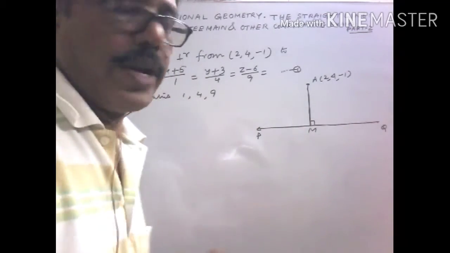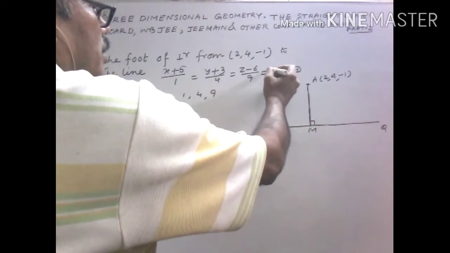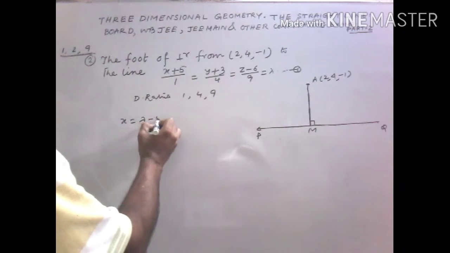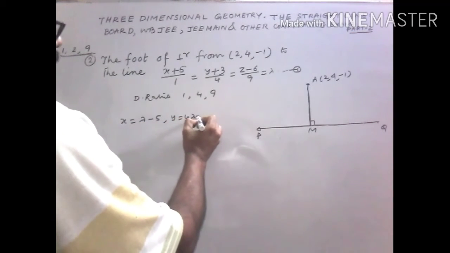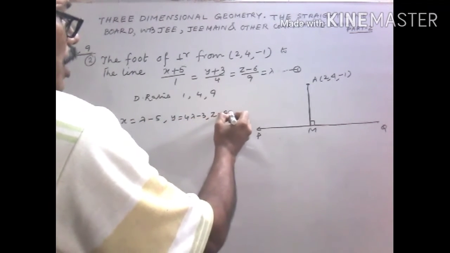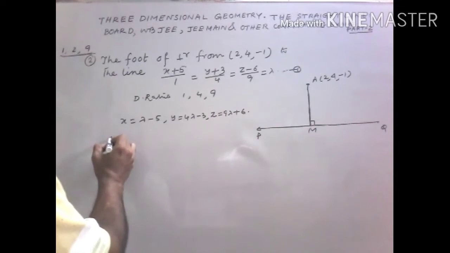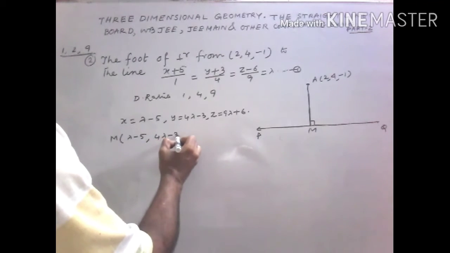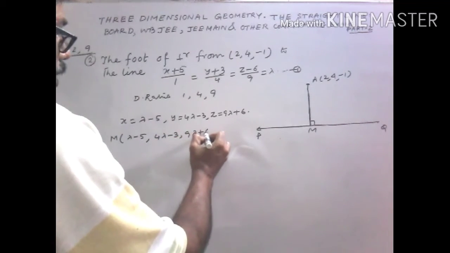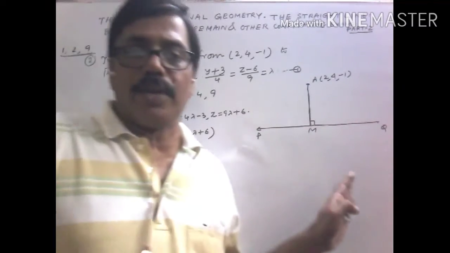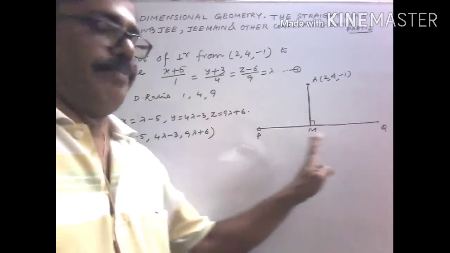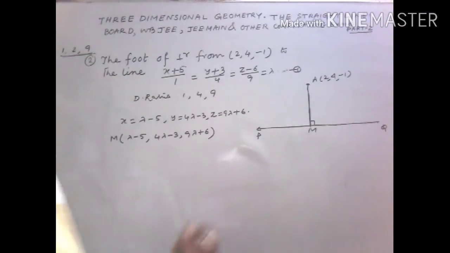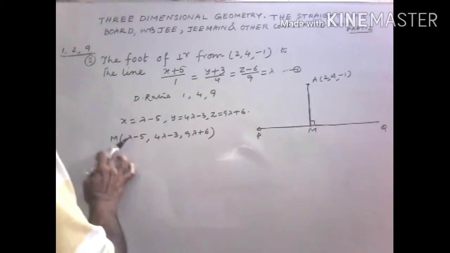Now A is fixed and M is a point on the line. We have already discussed that to get any general point we take this as lambda. So we get x equals lambda minus 5, y equals 4 lambda minus 3, z equals 9 lambda plus 6. So what is the coordinate of M? Lambda minus 5, 4 lambda minus 3 and 9 lambda plus 6. For different values of lambda we get M.